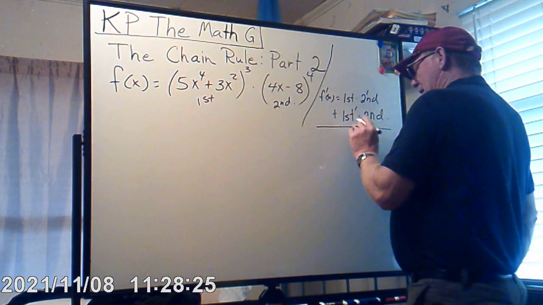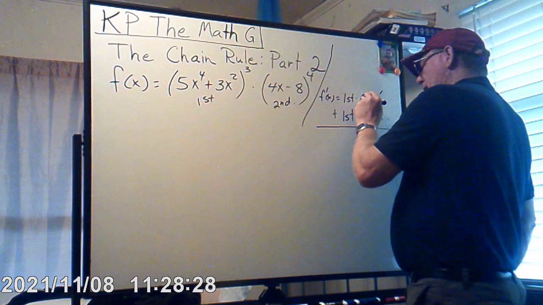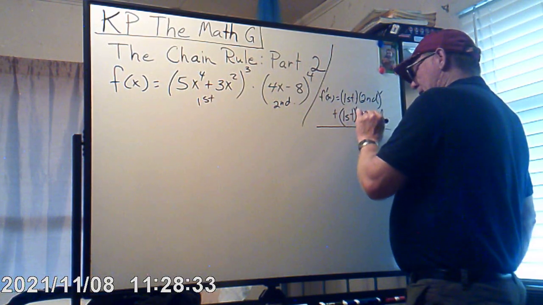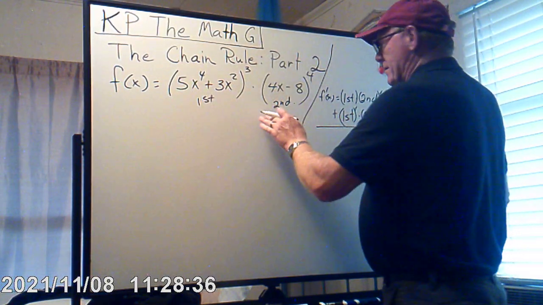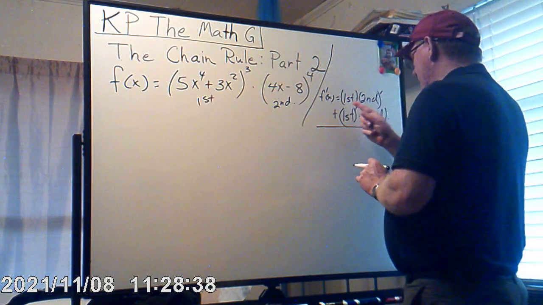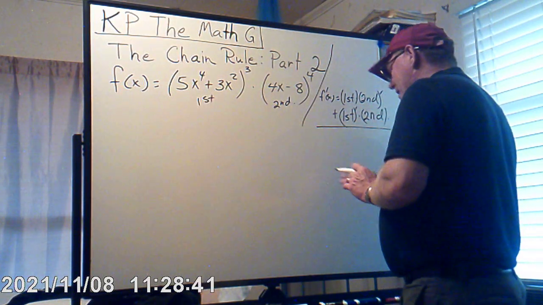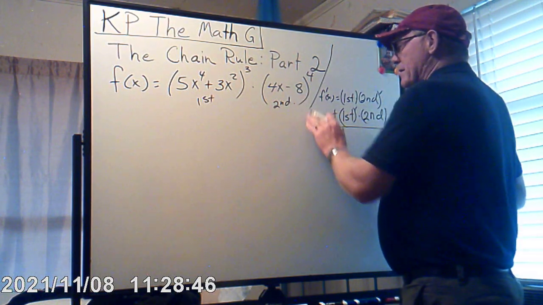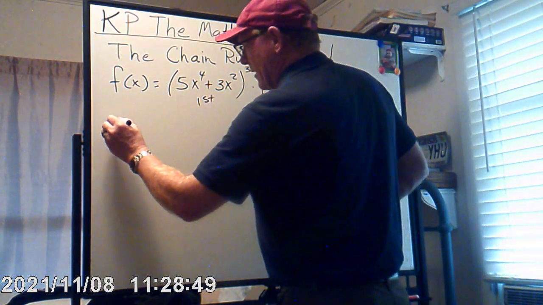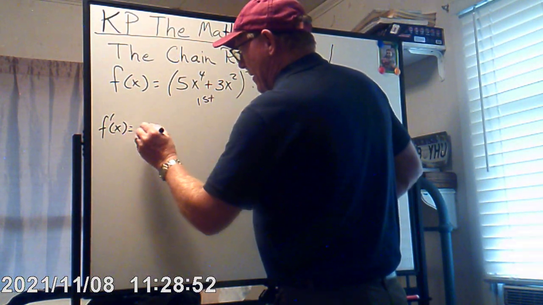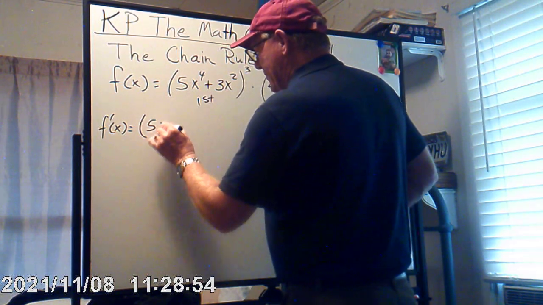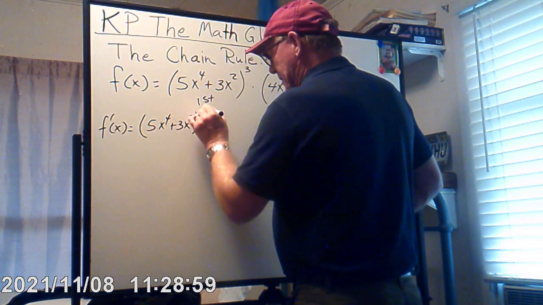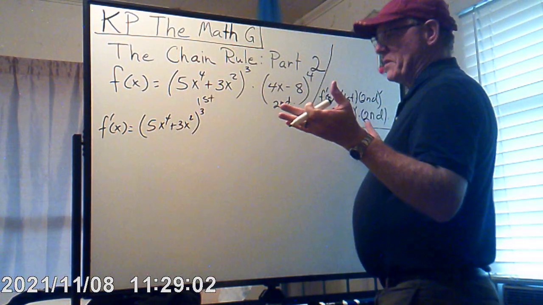So, alright, so there we go. This is the way we're going to do it. As long as you interchange and put a plus sign between them, you're okay. Alright, so let's go ahead and do this. The first, I'm just going to write this down, f prime at x. Alright, here's the first, 5x to the fourth plus 3x squared, cubed. Haven't done anything with that.